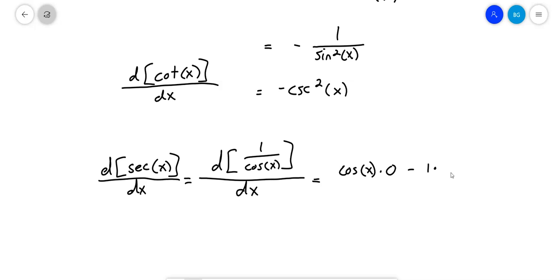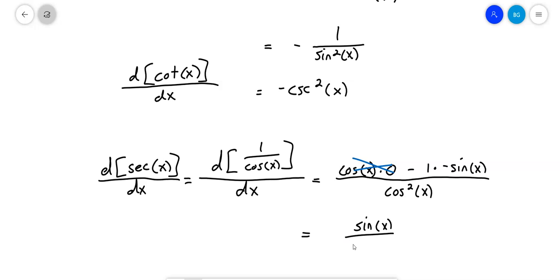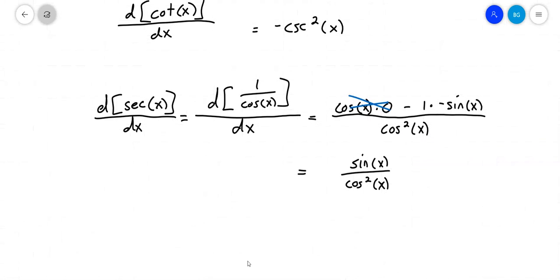Now the derivative of cosine is negative sine, all over the square of what's below. Well, that's just going to be the square of cosine. And so this term goes away, right? Multiplied by 0. So in fact, I'm just going to get sine over cosine squared x, which is not the greatest way to write it.